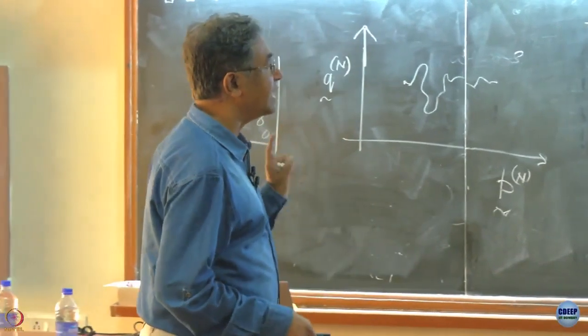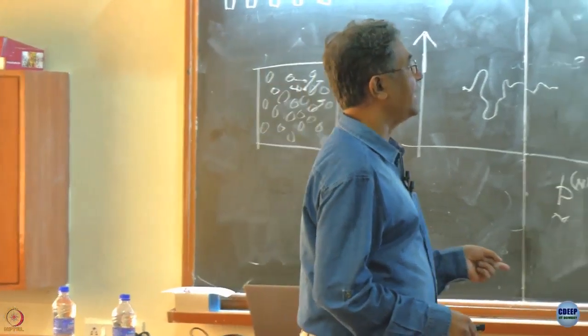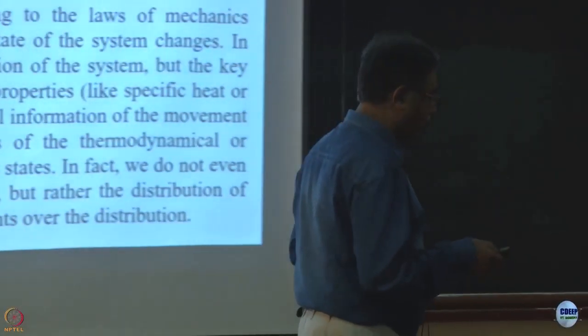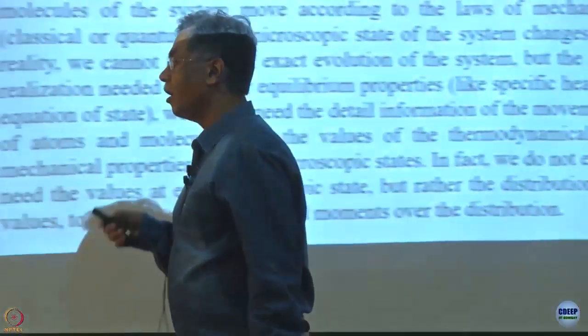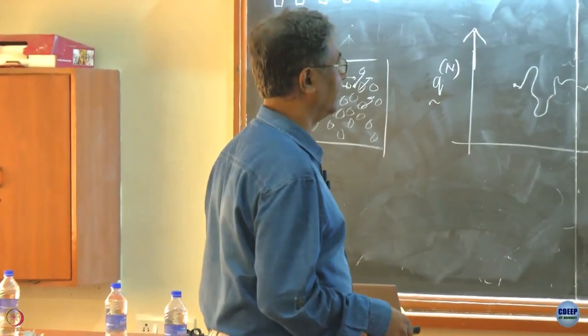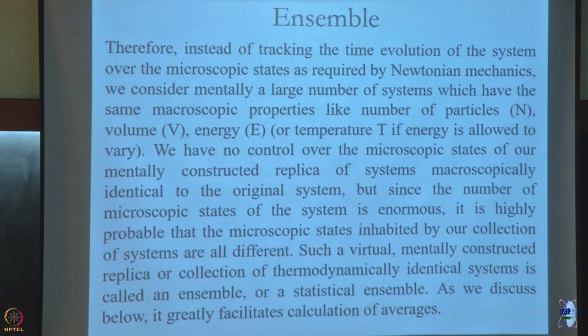But we do not need the detailed information, it is extremely important, at least for the ensemble based equilibrium statistical mechanics that Willard Gibbs developed. But we need a certain realistic understanding of this trajectory and of what we are talking about in averages. Instead of taking the time evolution of the system through microscopic states as required by Newtonian mechanics, we mentally consider a huge number of states, and as I keep saying, it is NVE, that is where this whole thing was set up.